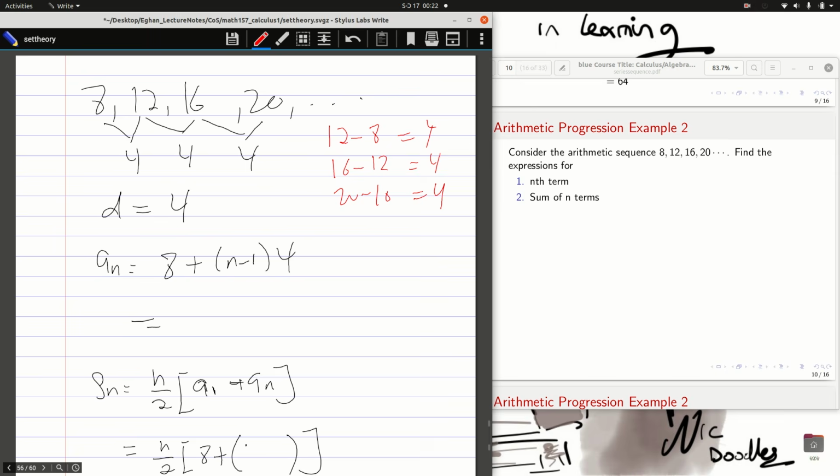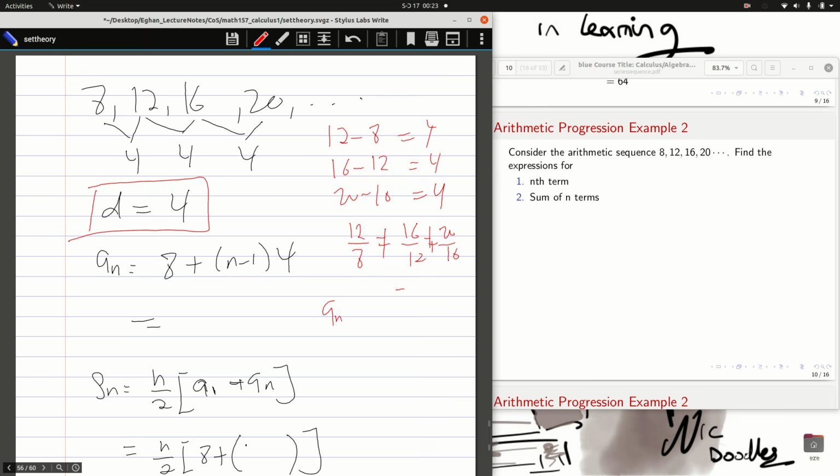Okay, let's take the ratio. 12 over 8, and then 16 over 12, and then 20 over 16. There will be no equality here. 12 over 8 is 3 over 2, and 16 over 12 is 4 over 3. They will never be the same, so I can't find the common ratio, but I can find the common difference, and that is 4. The nth term I've already given.